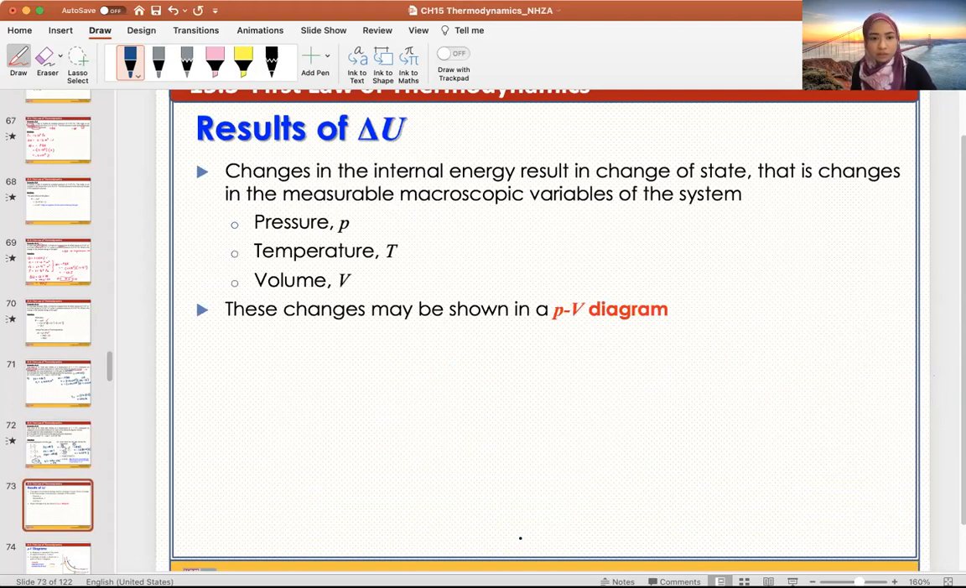Moving on. So the results of delta U, what time is it? Okay, let's take a 5-minute break. We will come back to discuss the 4 thermal processes in gas. I think that's pretty enjoyable. So 5 minutes, if you need to go to the toilet, etc.